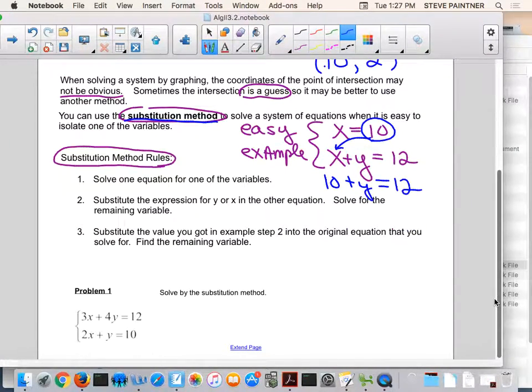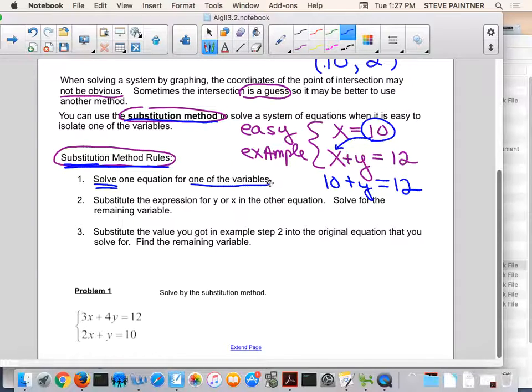Come on down. So I'm going to do another one, and this one's much harder than the one I just gave you. But let me quickly read you what you're supposed to do when you do the substitution method. The first thing you do is take one of the equations and solve it for one of the variables. This one was already solved for x. You knew x was 10. It was so easy for you. That's not always the case. You have to solve one of the equations for one of the variables. Just pick one. Once you do it, then you substitute the expression for y or x in the other equation.